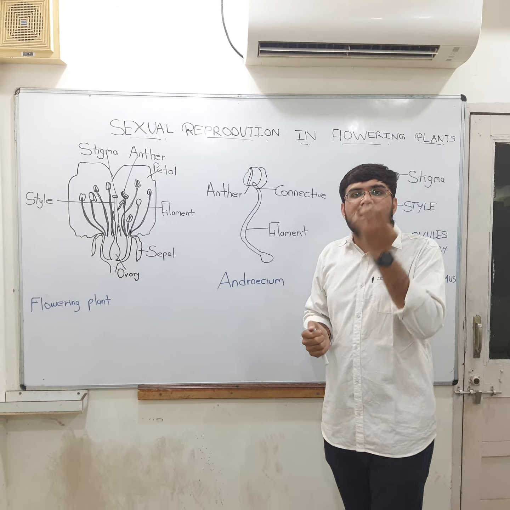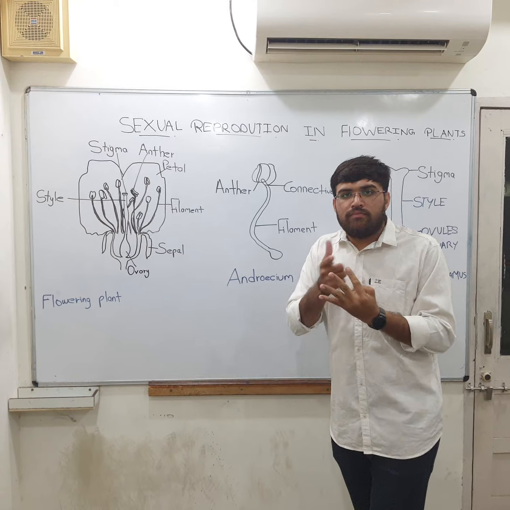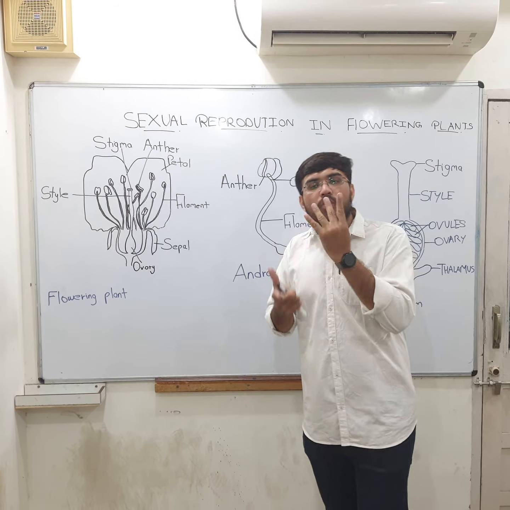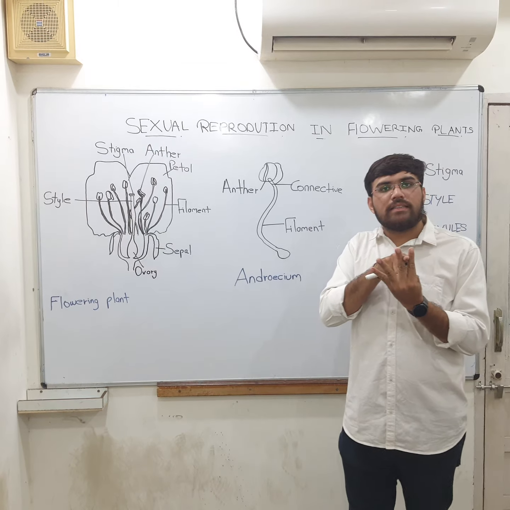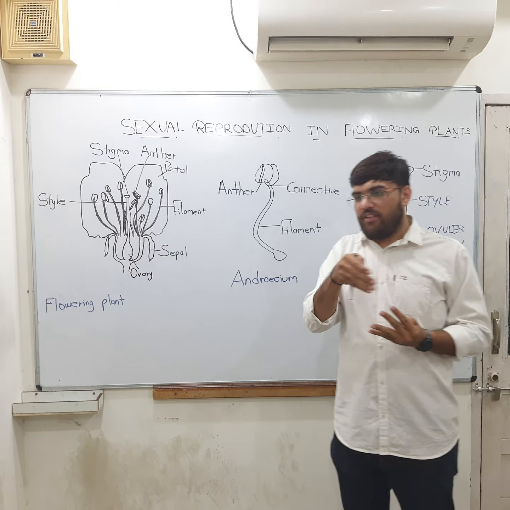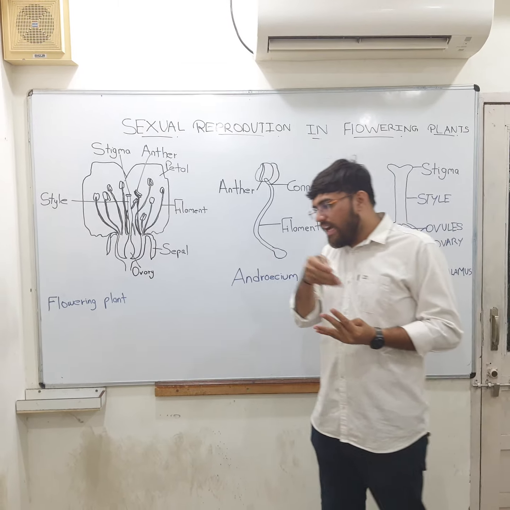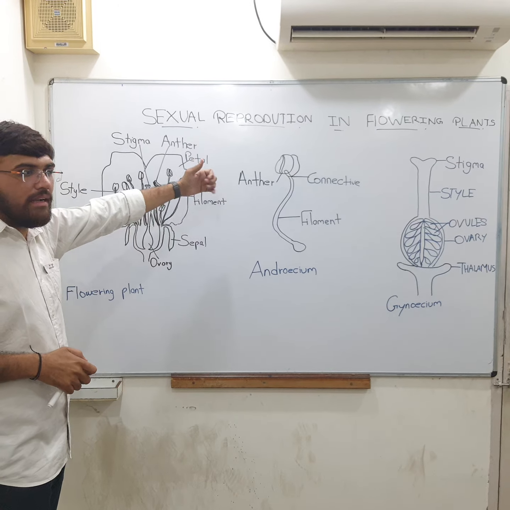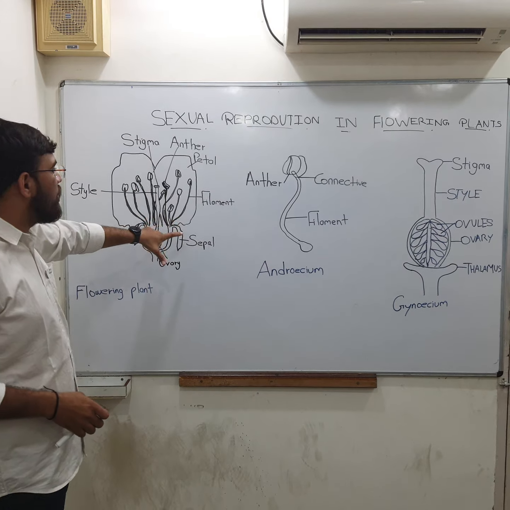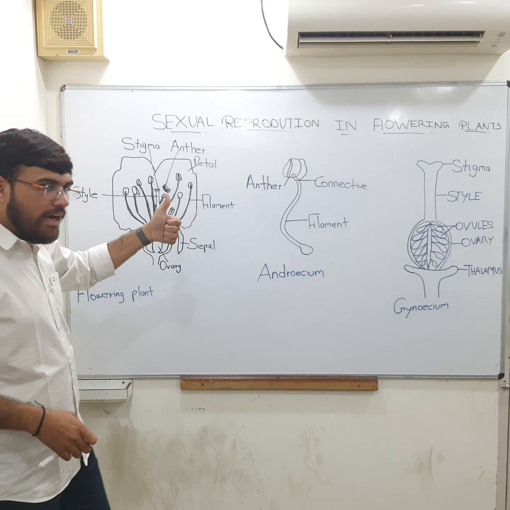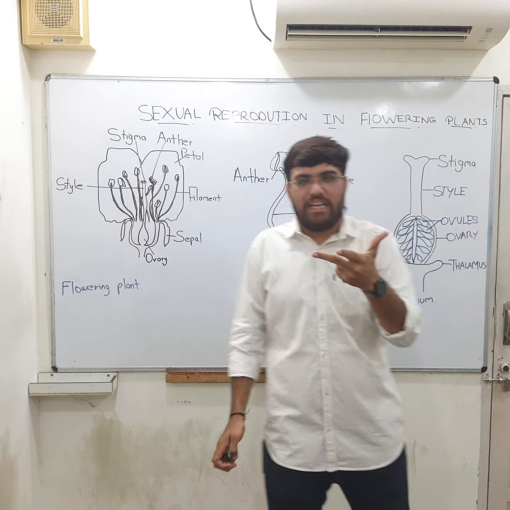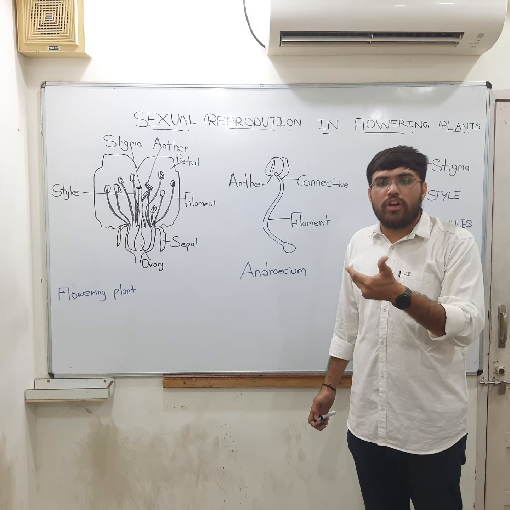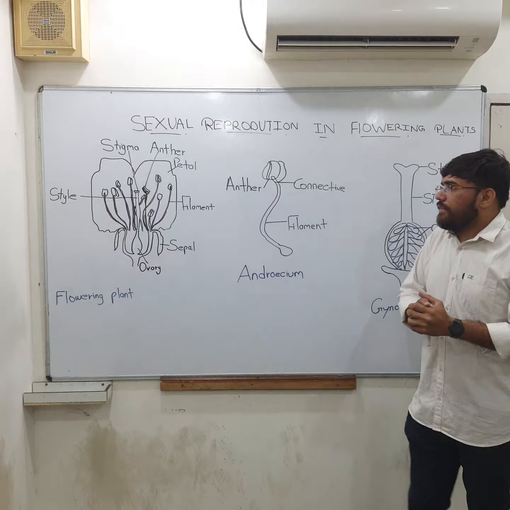The flower possesses basically four parts: calyx, corolla, androecium and gynoecium. Out of the four, calyx and corolla are accessory. Whether they are present or not, the reproduction process goes on. But the other two parts, the androecium, that is the anther, and the gynoecium, that is the pistil, are the necessary parts for sexual reproduction in the plant.